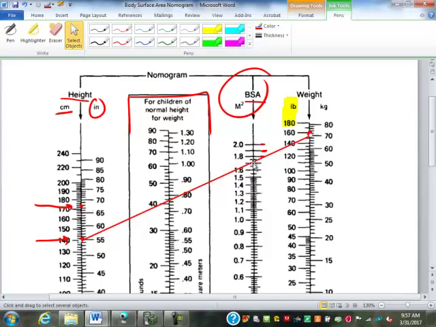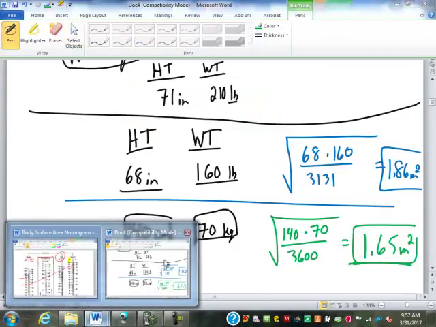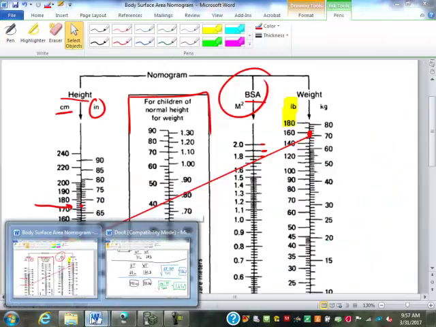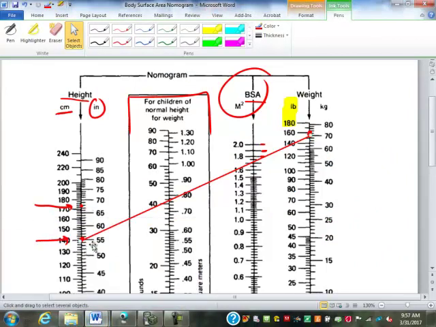This is 1.6, that'd be 1.7. And we had calculated 1.65. So that one's actually probably a little bit further off. So that's how that nomogram works, is you can just put the line, you line it up. Normally you just take a piece of paper or whatever and line it up across there and see where it cuts across this axis.